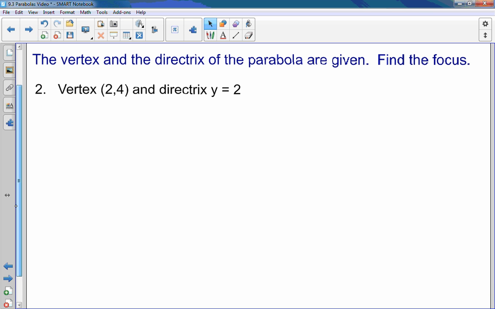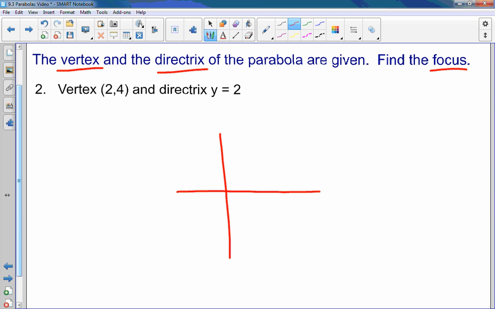The vertex and the directrix of the parabola are given. Find the focus. Now, I have two pieces of information. I'm given the vertex and I'm given the directrix, which means I'm missing one of the three. I need to find the focus. So let's make a quick sketch of what's going on here.